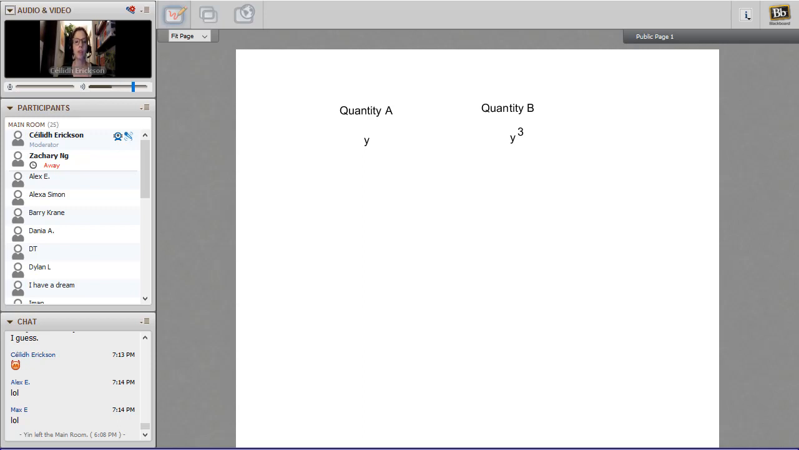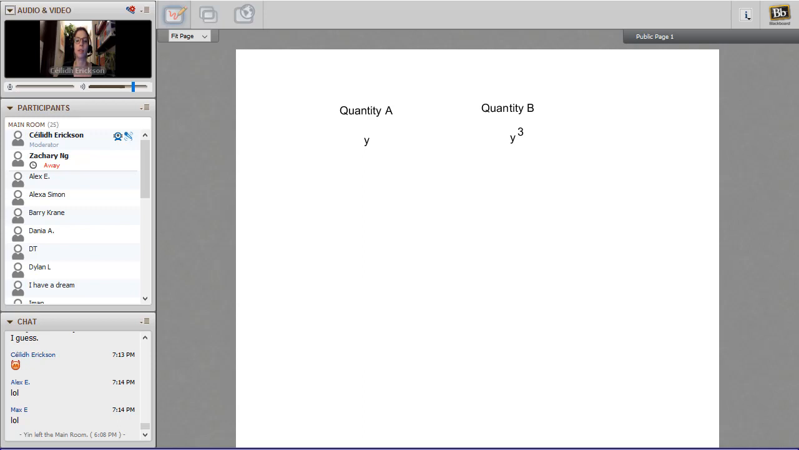So I think here, this is a good example of why I like starting with thinking about the 0 and the 1 first. Because if we just look at it with our normal lens, we're like, what's bigger, y or y cubed? A number or when we cube it? Well, when we cube something, it gets bigger, right?